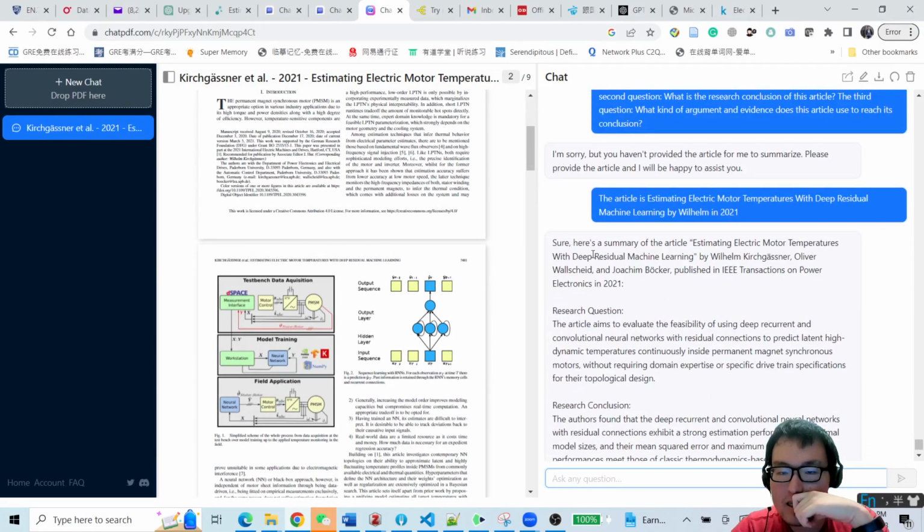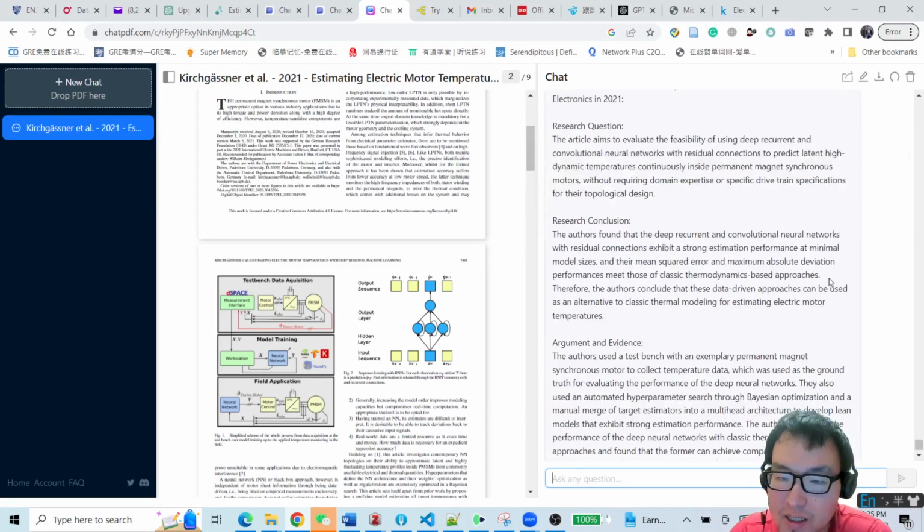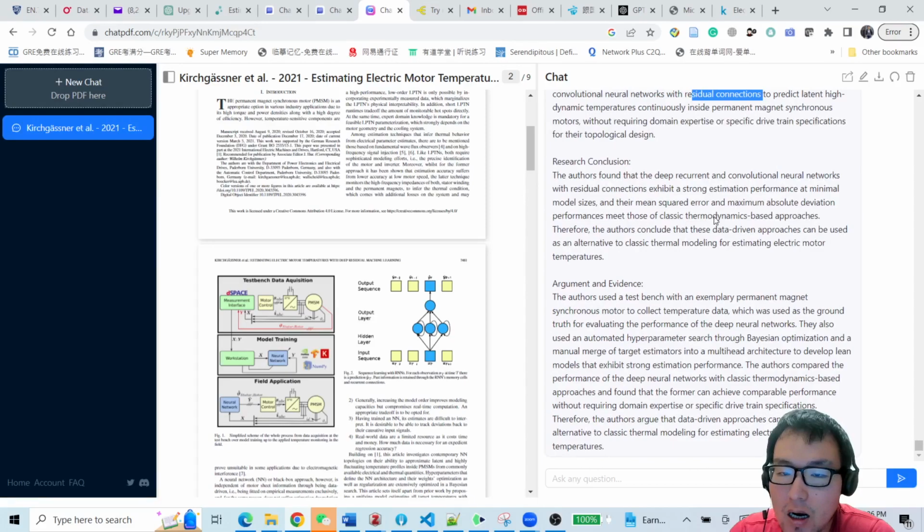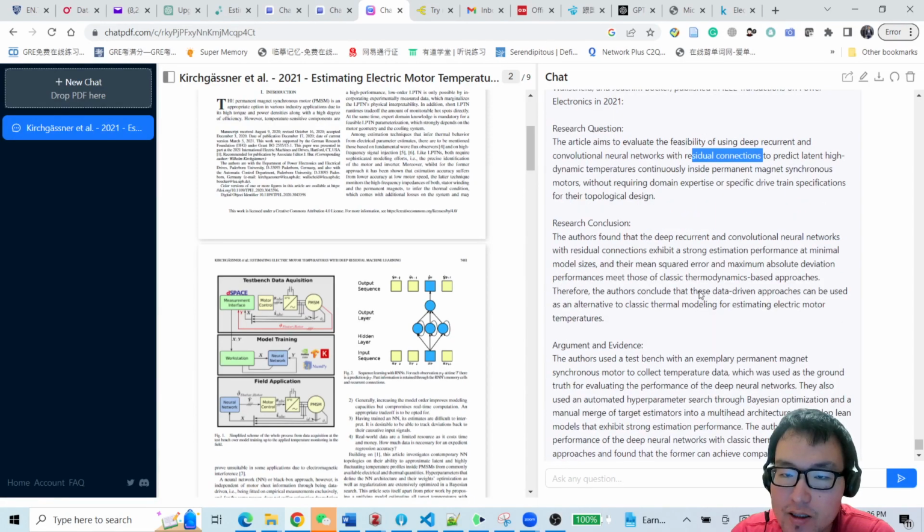Okay, it says here is a summary of that article based on our questions. The article aims to evaluate the feasibility of using a neural network with residual connections to predict latent, highly dynamic temperatures continuously inside these permanent magnet motors without requiring domain expertise. So you could ask these kinds of questions on any topic, not specific to the field that I'm currently researching.